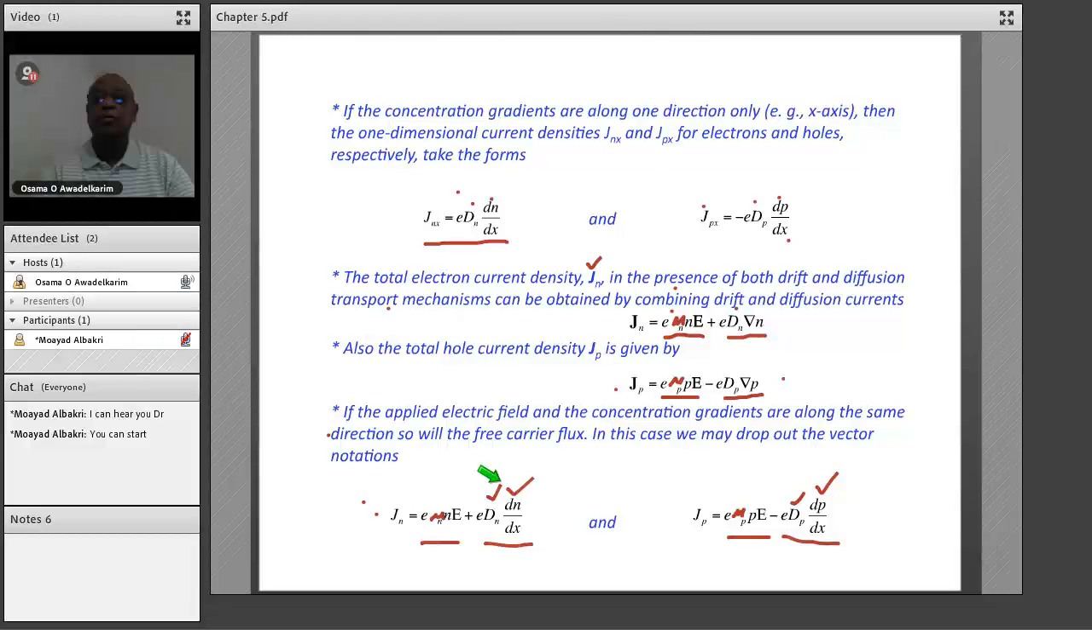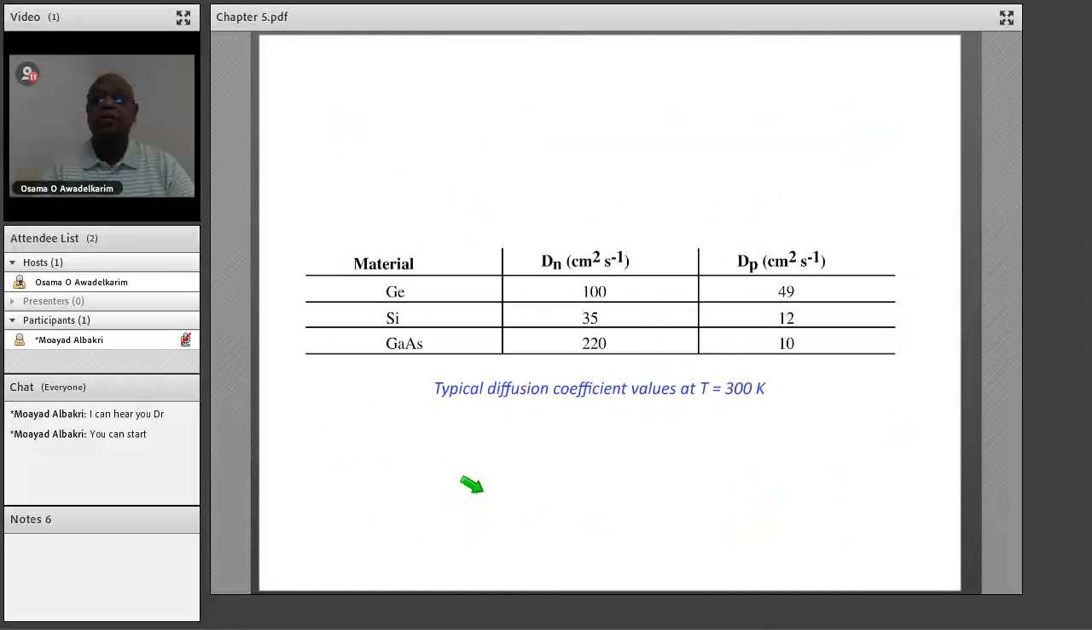So then the question is, is there any relationship between diffusion coefficient and mobility, since they both relate to the same environment, which is the semiconductor in this case? Okay, before we do that, let me give you some diffusion coefficient values at 300 Kelvin. They actually depend on the temperature. Their values depend on the temperature.